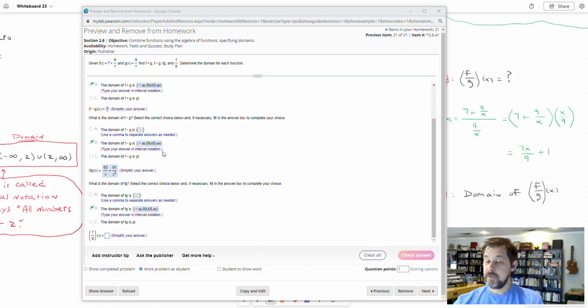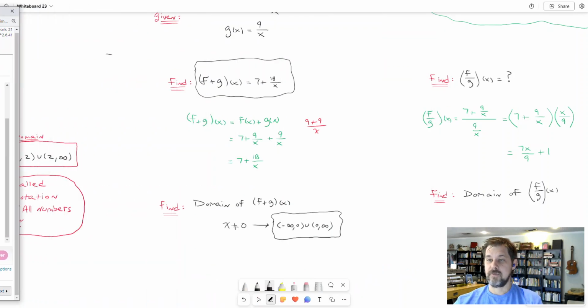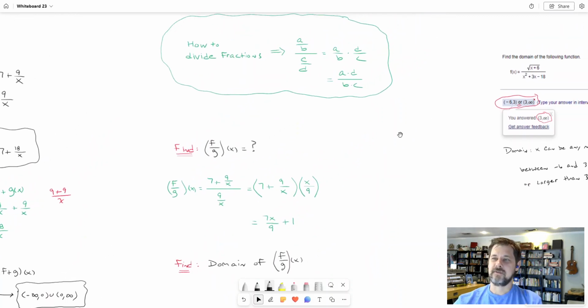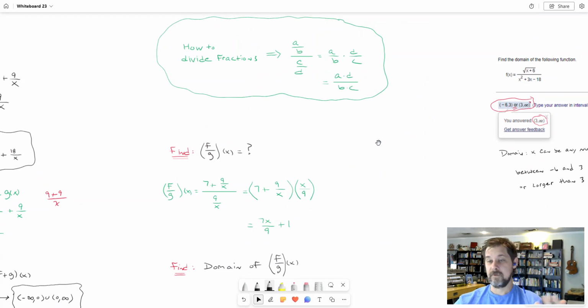Now, f divided by g initially is just what you think it would be. You take the function f, 7 plus 9 over x, and we divide by g, 9 over x. And then we simplify however we can. In this case, I'm dividing two fractions. So let me remind you or review how to divide fractions. If I have one fraction, a over b, divided by another one, c over d, I multiply by the reciprocal. Meaning I flip this one down here, c over d, and I multiply by it. So see what it says there? A over b times d over c.